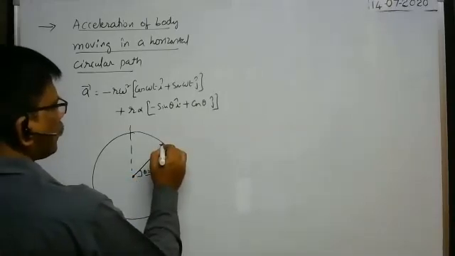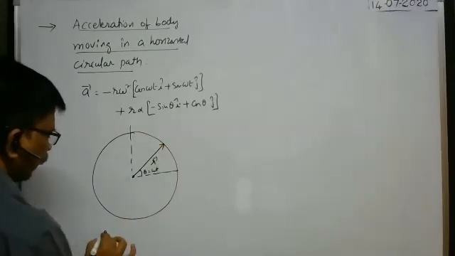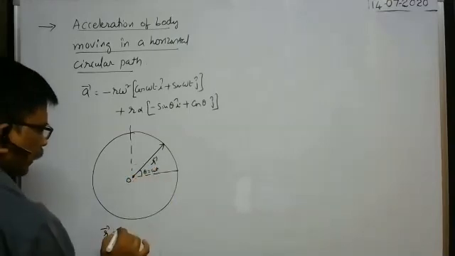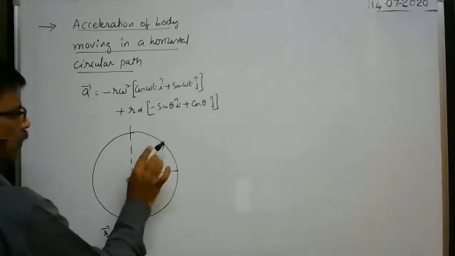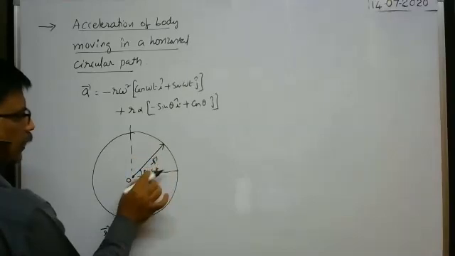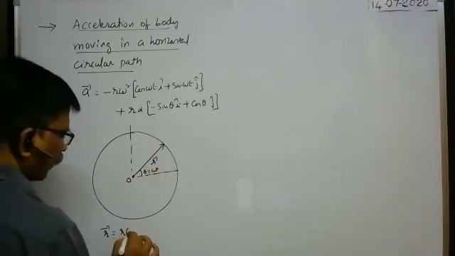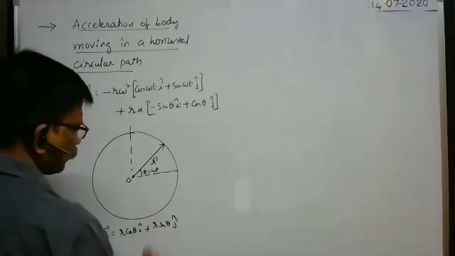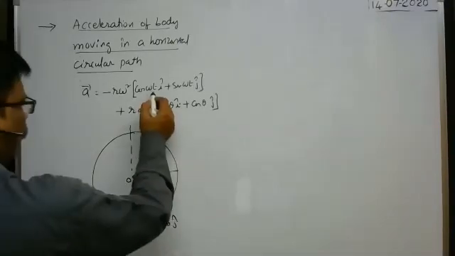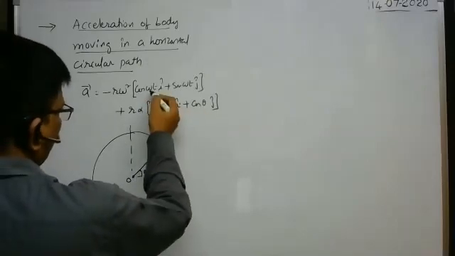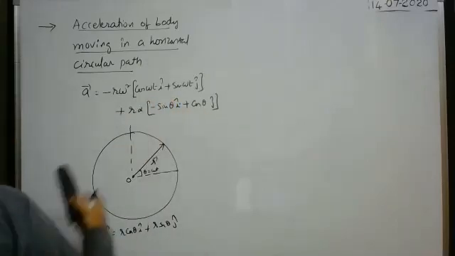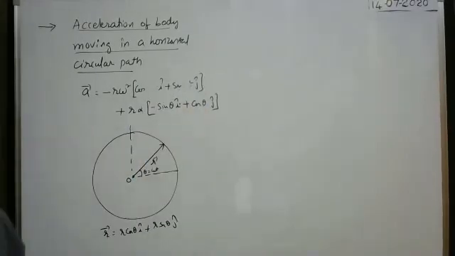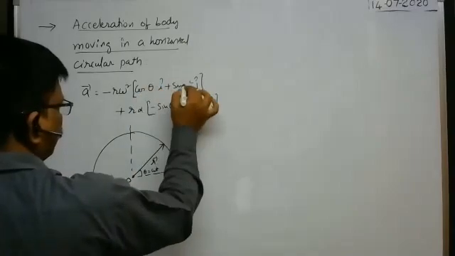So whenever the body lies at this point, the radius vector with respect to center O is r cos theta into i cap, because the magnitude is r. R cos theta into i cap is the x component, plus r sin theta into j cap. Here also, instead of omega t, we can write theta, since theta is equal to omega t.